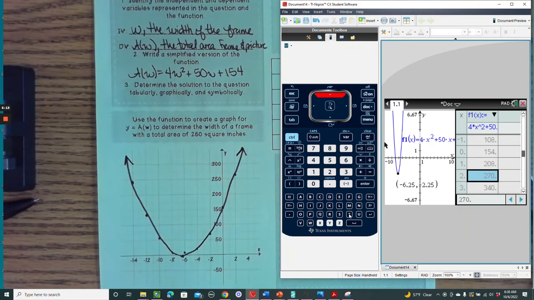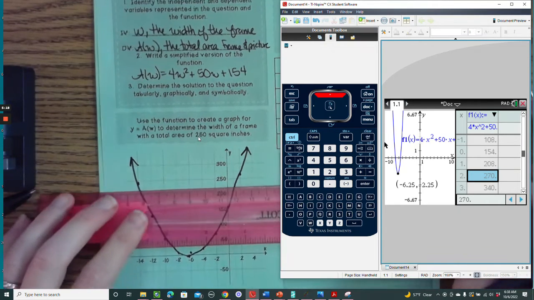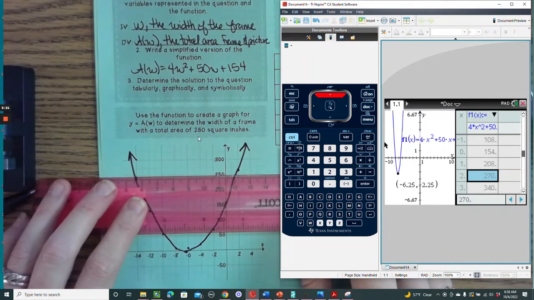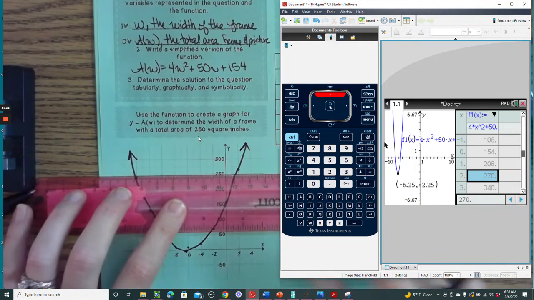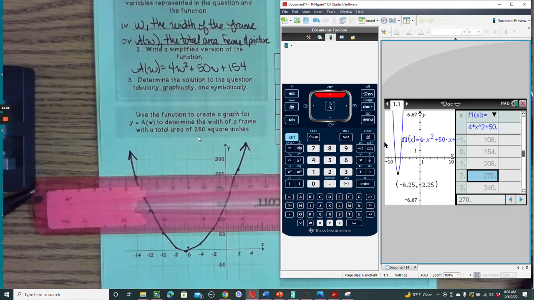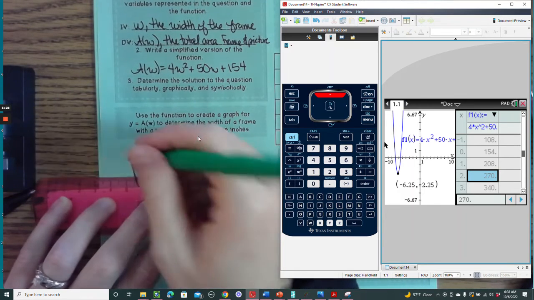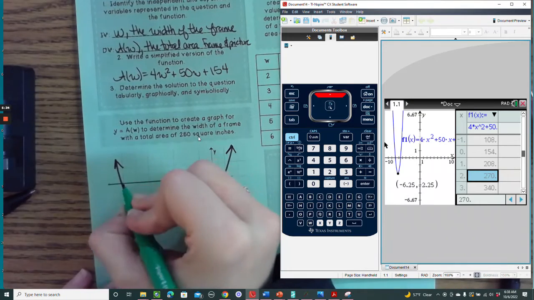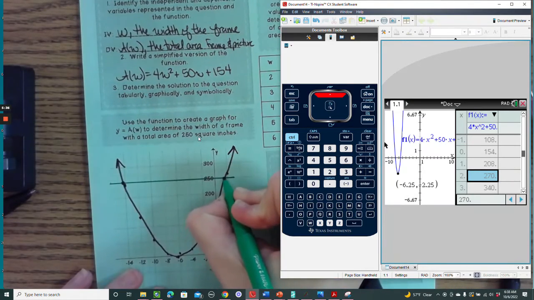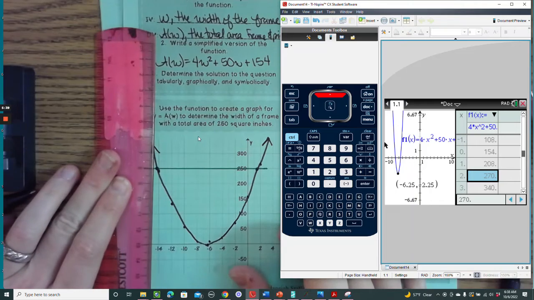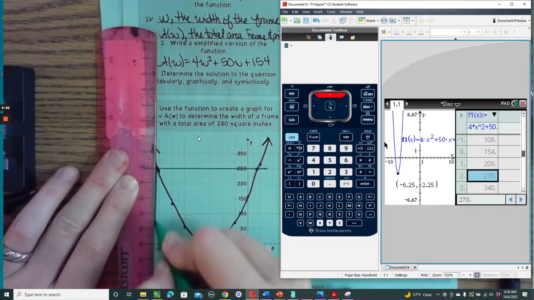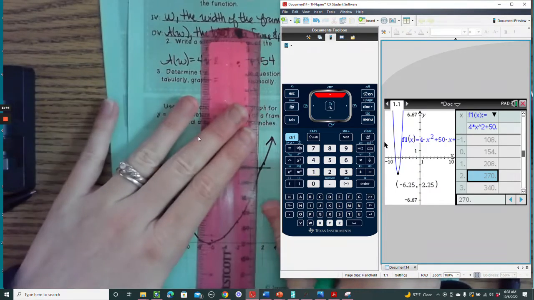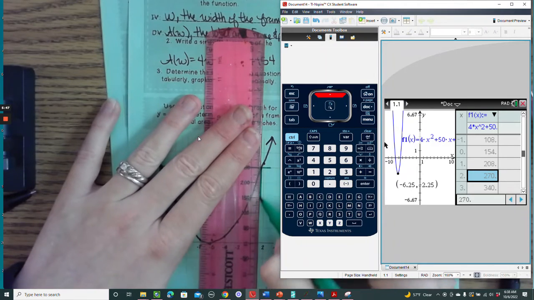And so what I can do, if the total area is 250, I can line this up here and draw a line where the graph crosses 250. Where these intersect, here and here, I can make an estimate. I would follow that point down to the x-axis, both points, and where they touch the x-axis.